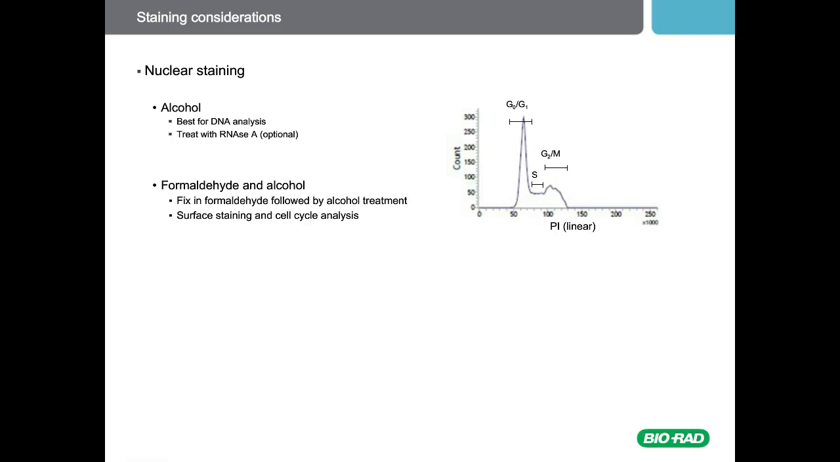Alcohol fixation is not compatible with fluorescent proteins and some surface staining. If you need to examine fluorescent proteins or surface markers as well as examining the cell cycle, it may be better to fix using formaldehyde followed by alcohol resuspension. This will, however, result in poorer DNA profiles, so some optimization will still be required. In addition, some protocols for nuclear staining may require the use of permeabilization reagents in conjunction with methanol after fixation to obtain optimal staining.